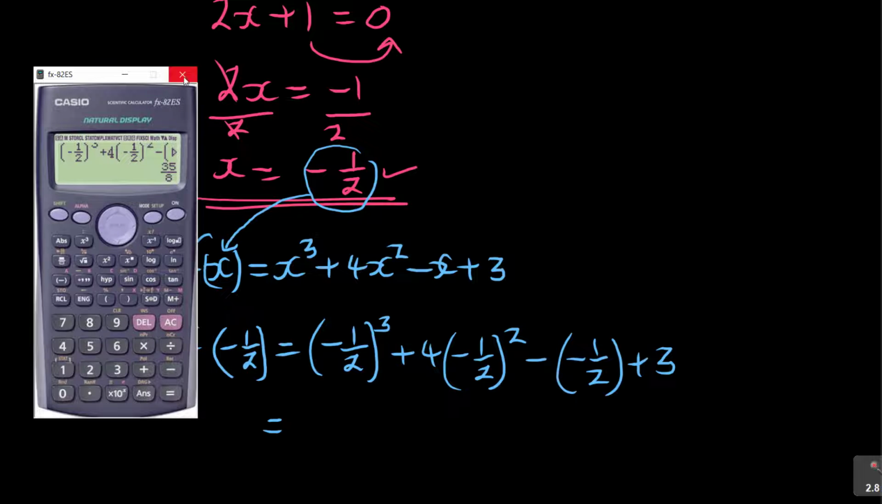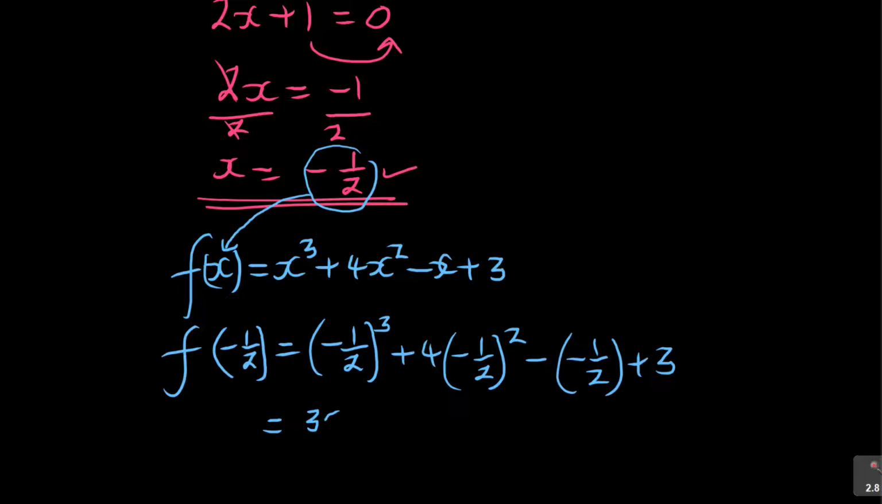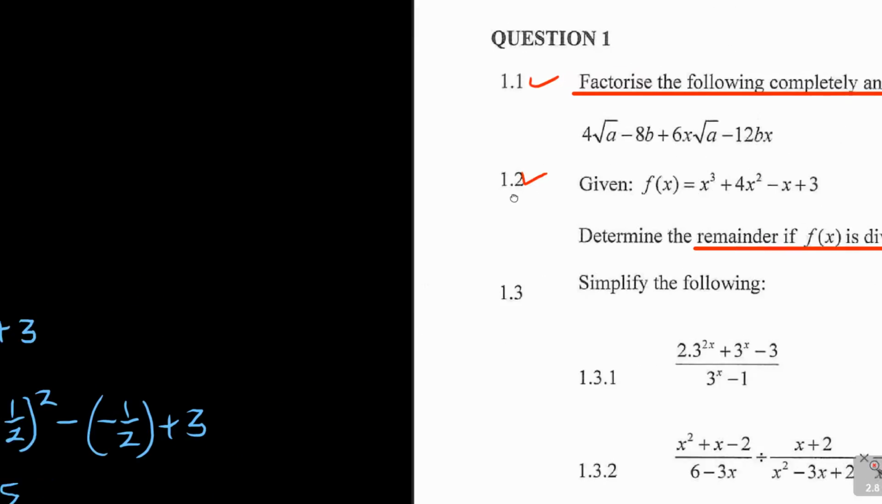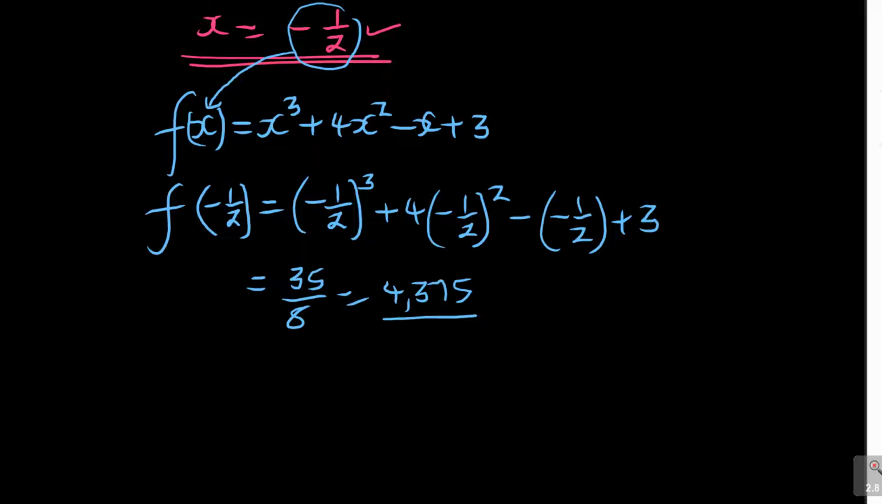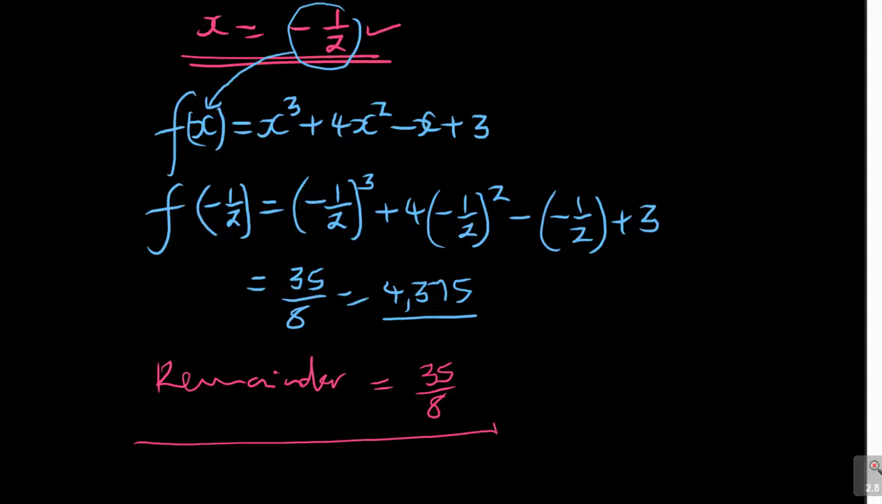You're getting 35 over 8, which is 4.375. So the question was to determine the what? The remainder. Then you can conclude and say remainder is equal to 35 over 8. So that's what the question wanted. But don't forget, it's 3 marks.